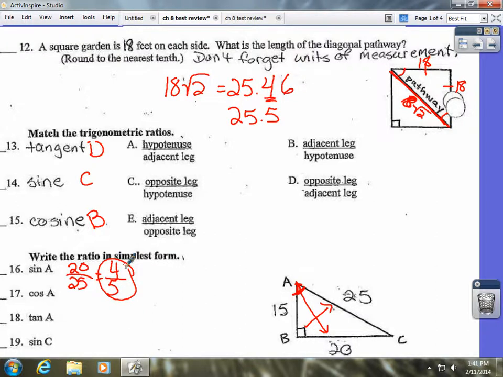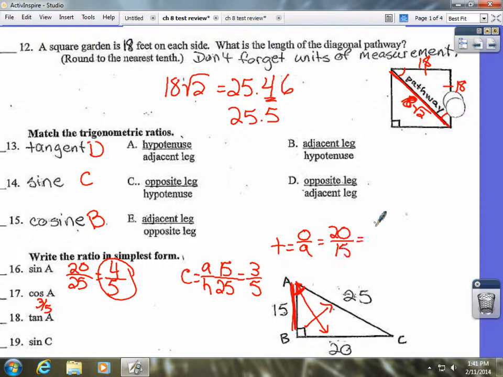The cosine of A. Cosine equals adjacent over hypotenuse. The adjacent side of angle A is 15. So I have 15 over my hypotenuse, which is 25. If I divide both of them by 5, I get 3 over 5. So my cosine is 3 over 5. And my tangent equals opposite over adjacent. Okay, my opposite side is 20. My adjacent side is 15. If I divide both of them by 5, I get 4 over 3. So my tangent is 4 over 3.